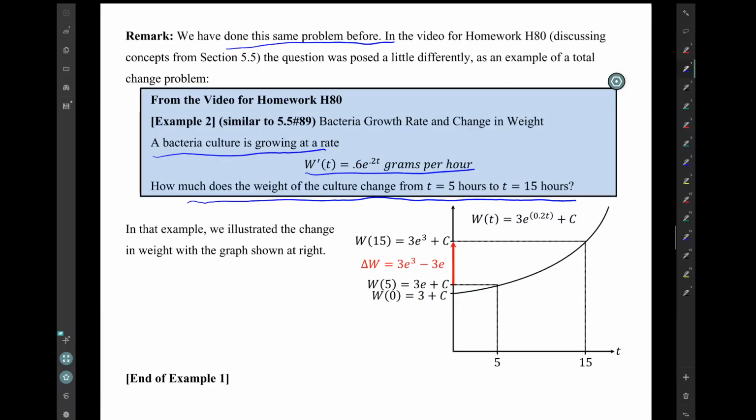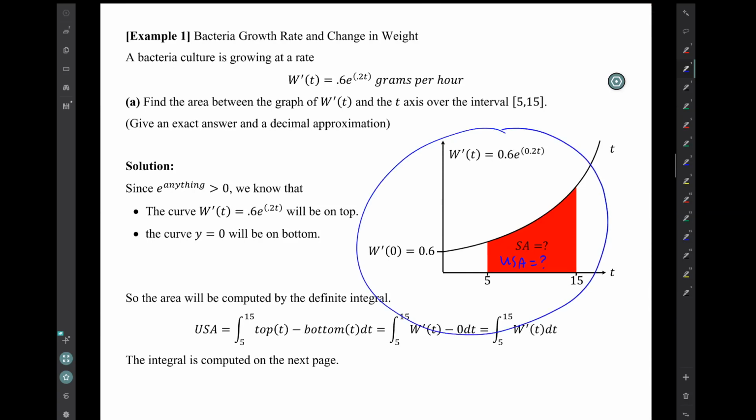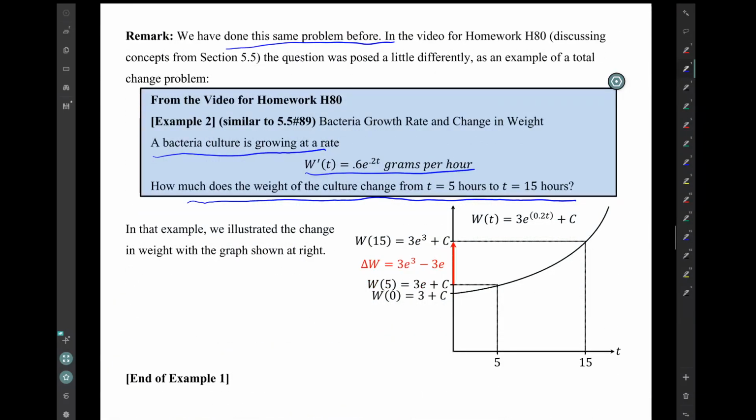Now, in that example, we illustrated this change in weight using a picture of the graph of capital W prime, a picture like this. So that red quantity is that change in weight, roughly 52 grams. But we also illustrated this using this graph of W. This is not W prime. It's an exponential function. It has the same kind of shape as the graph of W prime, but this is the graph of the function form for the weight of the bacteria culture.